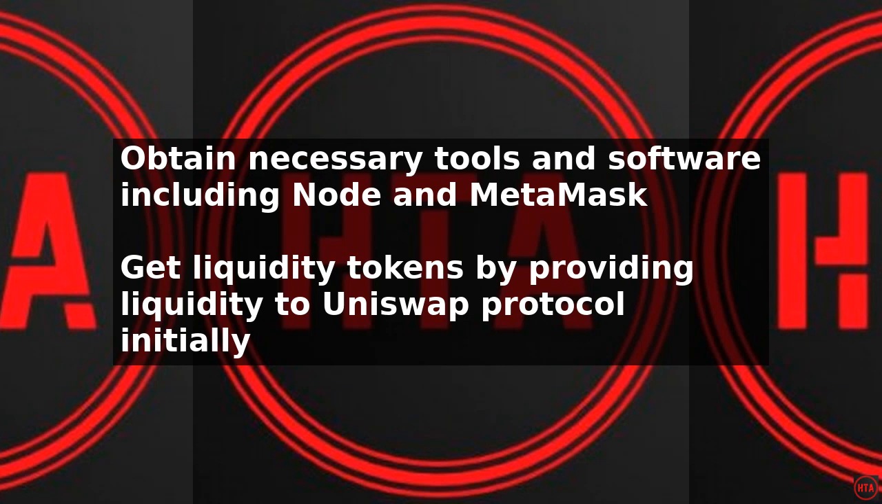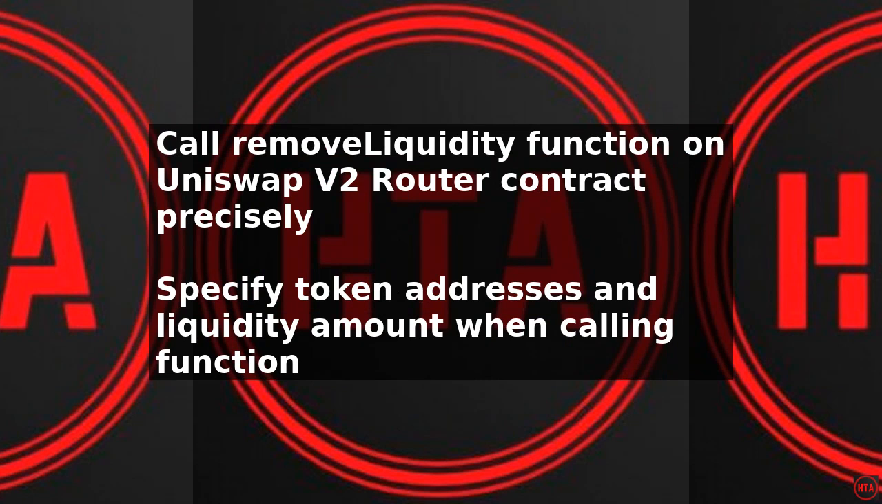This function takes several parameters, including the token addresses, the liquidity amount, and the minimum amounts of tokens to receive. The minimum amounts are used to prevent front-running attacks and ensure that the liquidity provider receives the expected amount of tokens. When calling the remove liquidity function, specify the token addresses and the liquidity amount.